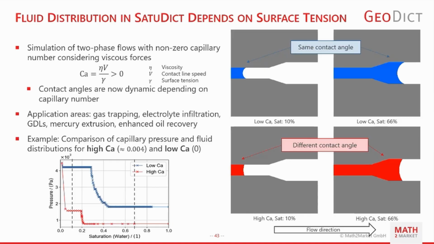So there are two contact angle models implemented, one for liquid-gas and one for liquid-liquid two-phase flows. And both models take as input the static contact angle and the capillary number and yield the advancing or receding contact angle. And an example can be seen on the right. On the top, you can see that a capillary number of 0 leads to the same contact angle in the small and wide pores, but we get a different contact angle in the small and wide pores if we have a capillary number larger than 0.